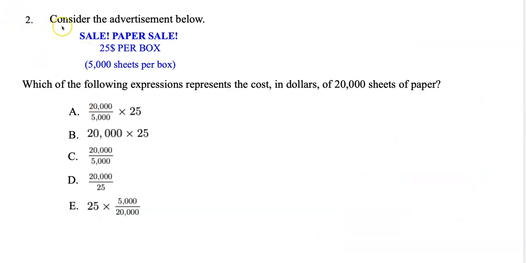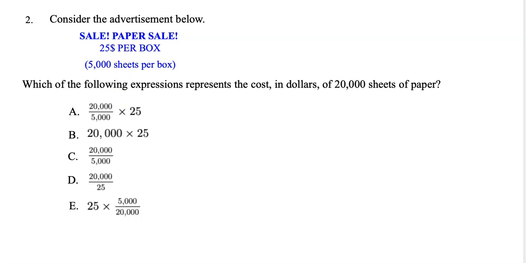Question 2. Consider the advertisement below. Sale, paper sale, $25 per box. 5,000 sheets per box. Which of the following expressions represents the cost in dollars of 20,000 sheets of paper? So I like to look at my answer choices always first to see if there's anything I can eliminate right off the bat. I can't see anything really clearly. Maybe B I could get rid of, but let me just work through this problem.